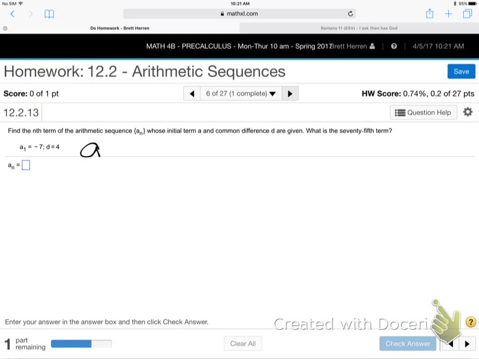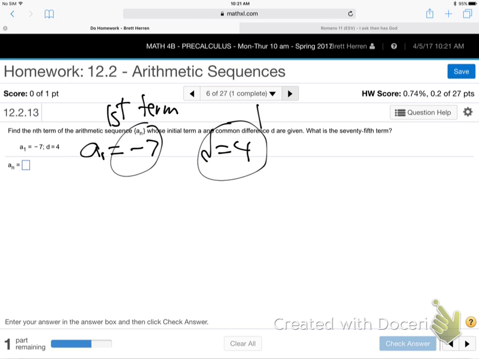So A1 is minus 7, D is 4. What that means then, A1 is the first term. So they're giving us the first term in the list, and the D stands for the difference, or the jump is what I always call it, from term to term.